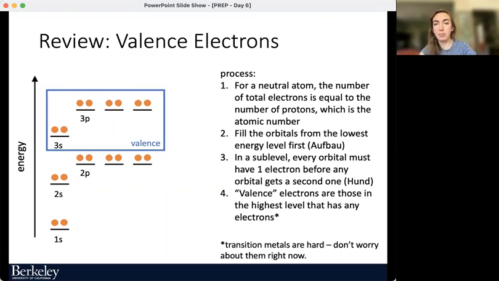You guys did a really good job with that on the problem sets, but I just wanted to go over it one more time. So does anyone have any questions on orbital filling?